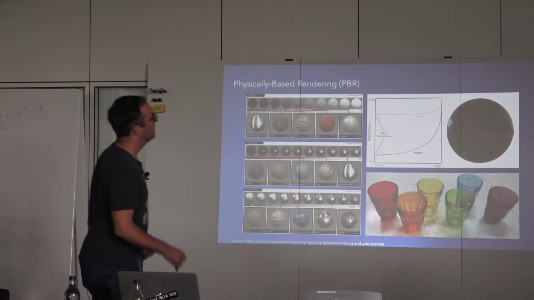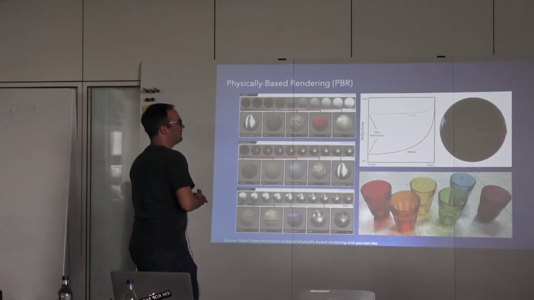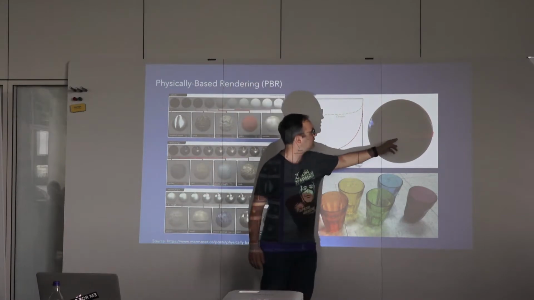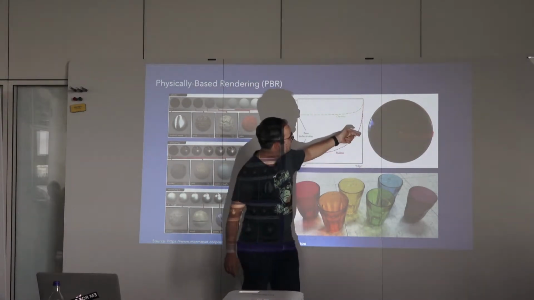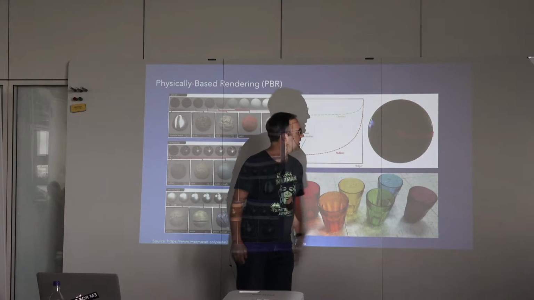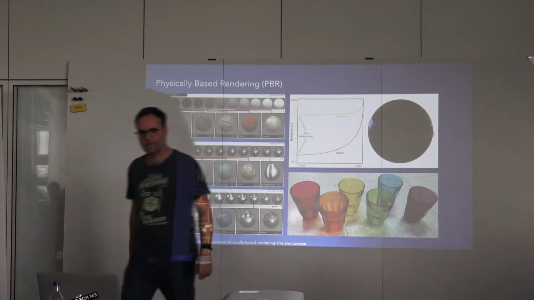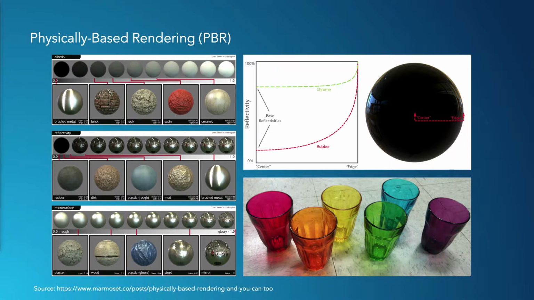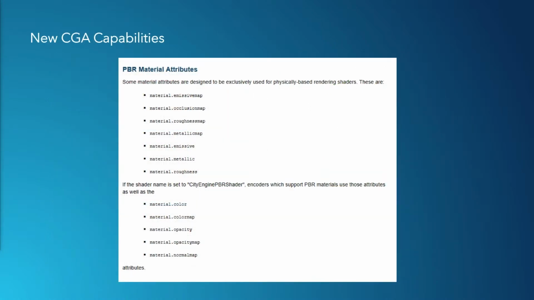And then at the end, we also have the so-called Fresnel reflections. So you notice that in the middle of this ball, there's no reflection, but at the grazing angles on the outside, there is a reflection. So this is also an effect which is usually included in PBR systems. So with all these material aspects, let's take a look at what we did in CityEngine.